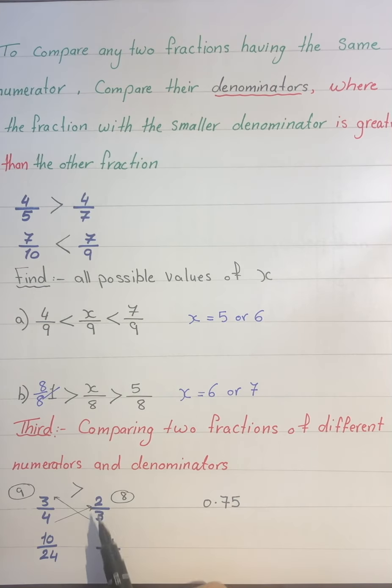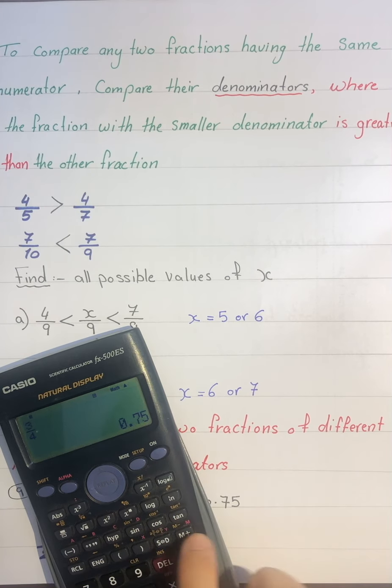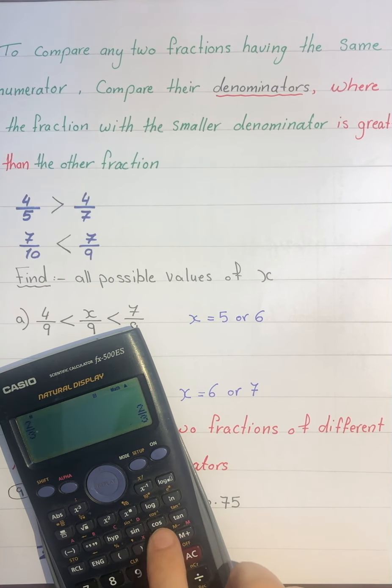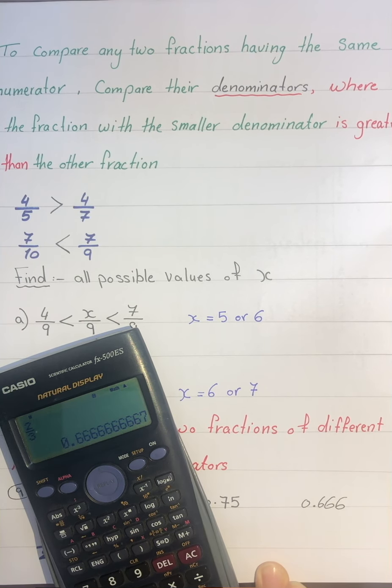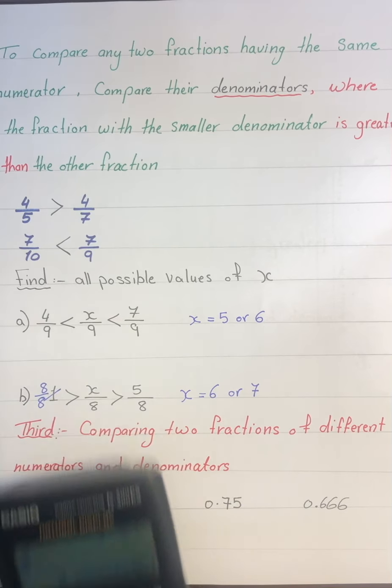Okay, if I want to change 2/3, put the fraction 2/3 equals SD, 0.666. I will take only 3 numbers after the decimal, 0.666. Okay, which is the greatest?